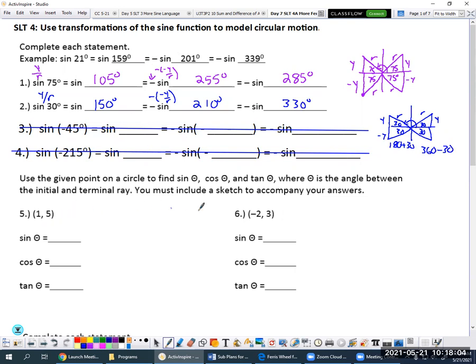So number 5 and 6 are telling you that this ordered pair is a given point on the circle. I'm not going to draw the circle because my circles are bad. We're just going to imagine there's a circle here. So we have 1, 2, 3, 4, 5. We have this point.